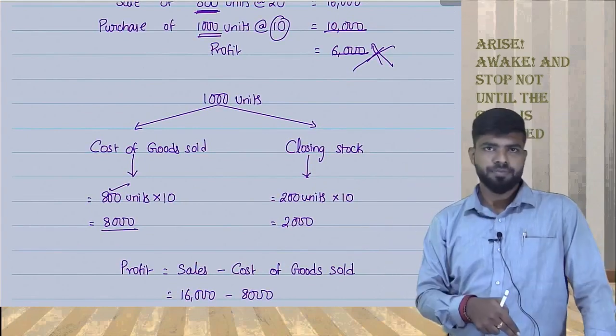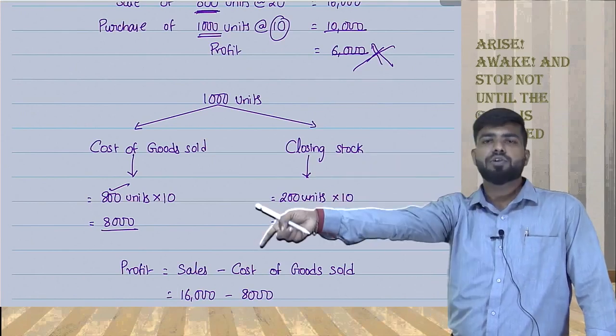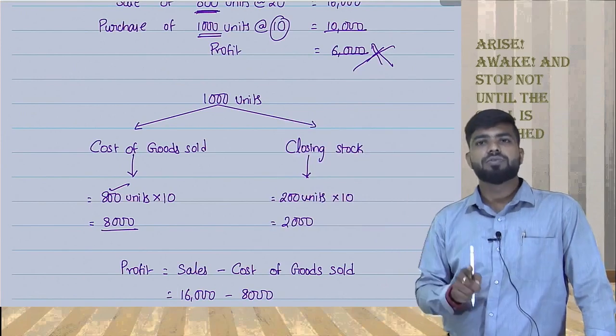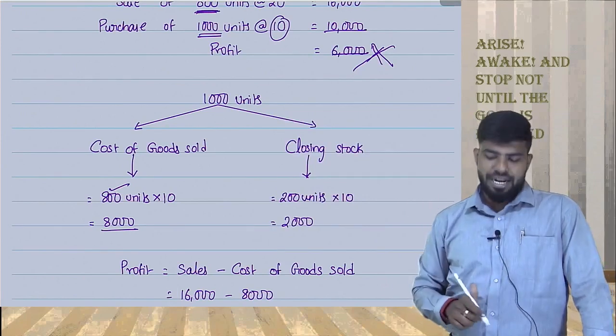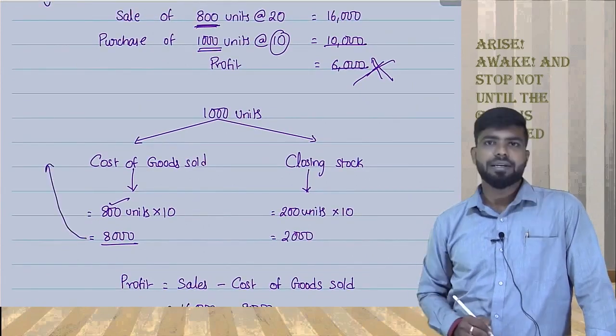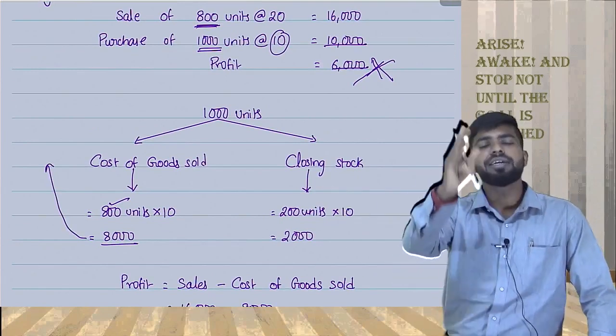is absolutely wrong. The 2,000 worth goods should carry forward to next accounting year. We cannot net off in the same year. We should set off the cost only to the extent of goods sold. Understanding? So that means this 8,000 rupees should be set off in the same year. It should die in the same year. It cannot go to next year because it has already been sold.